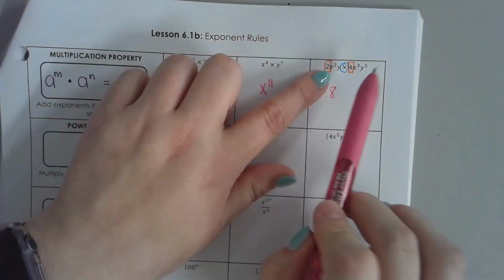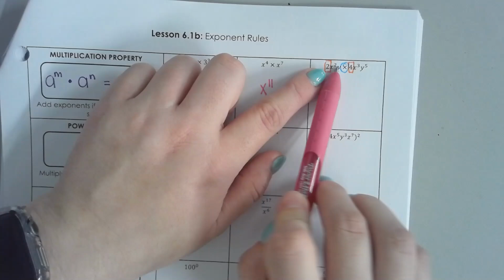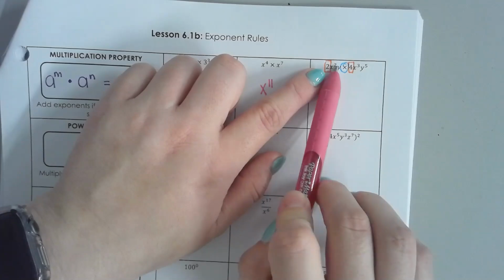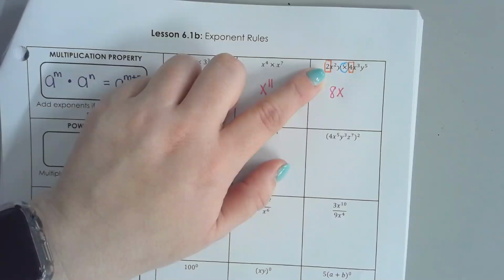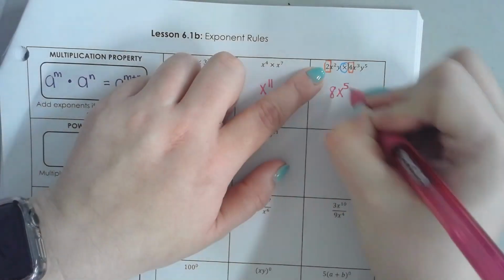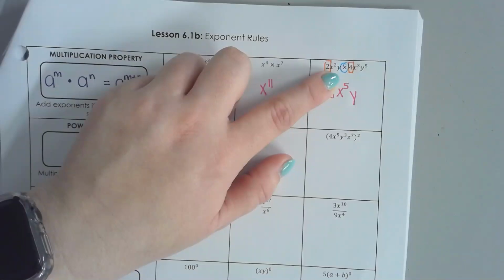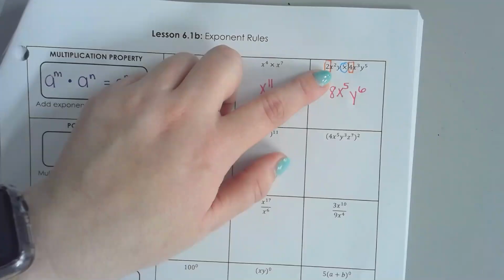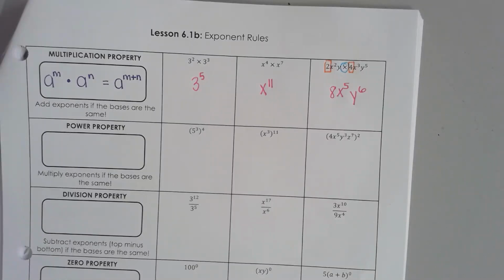Okay, then the x's, I can only combine x to the what? 5th. Y to the 6th. Very good, because this y is a y to the 1, and with a y to the 5, you add the 1 and 5. Any questions?